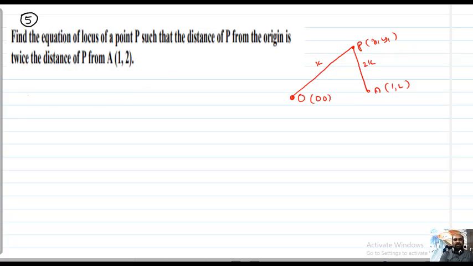Okay, the distance of P from origin is twice the distance from P to A. Let P (x1, y1) be a point on the required locus.